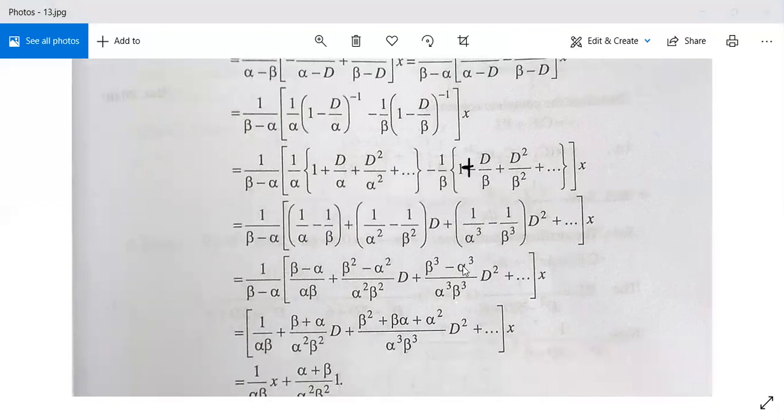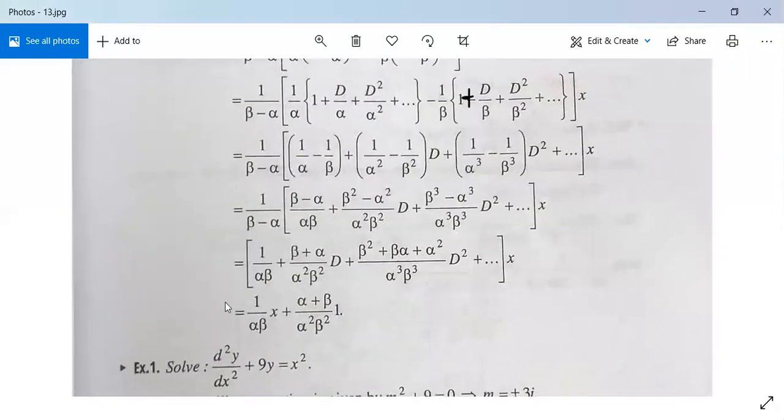So beta cube minus alpha cube, using the formula a cube minus b cube is (a minus b) into (a square plus b square plus ab). So it will be (beta square plus beta alpha plus alpha square) by alpha cube beta cube, into (1 plus 1 over x). So it is 1 upon alpha beta x plus (alpha plus beta) by alpha square beta square into 1. Because this D is operating on x, then Dx will be 1. But D square x will be 0 and so on. So all of the next terms we will leave.